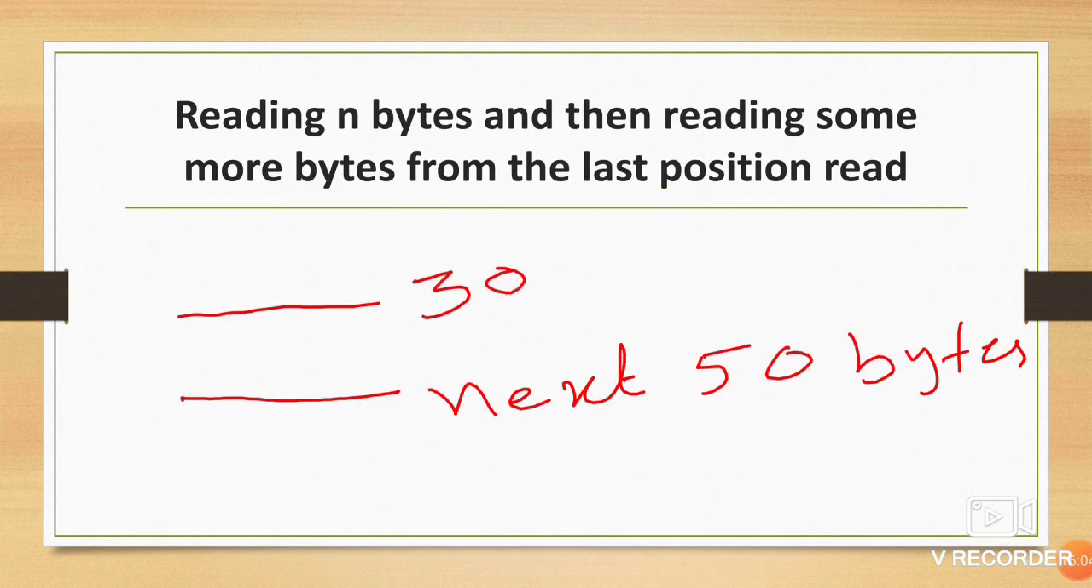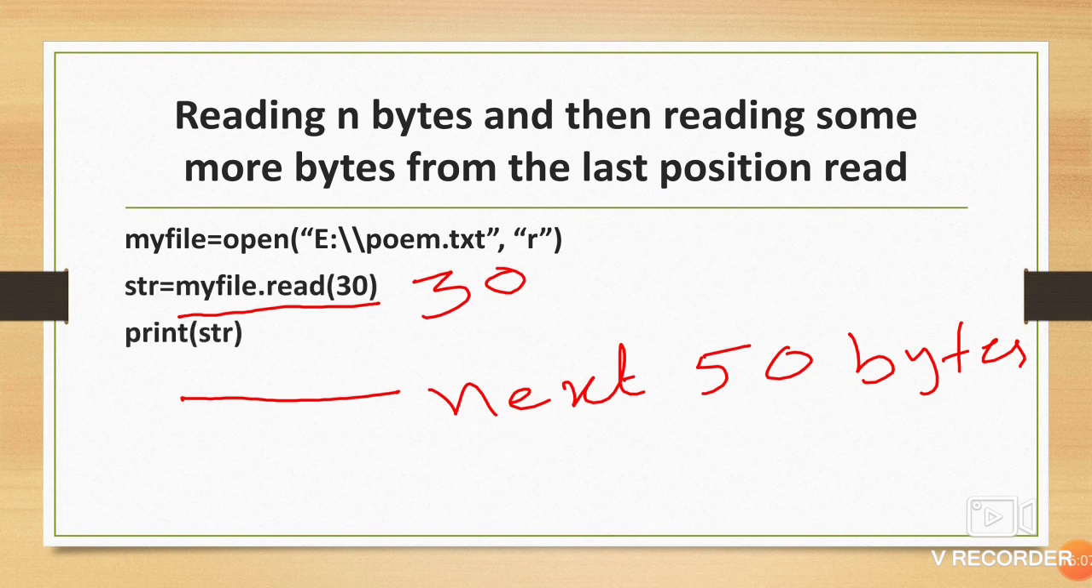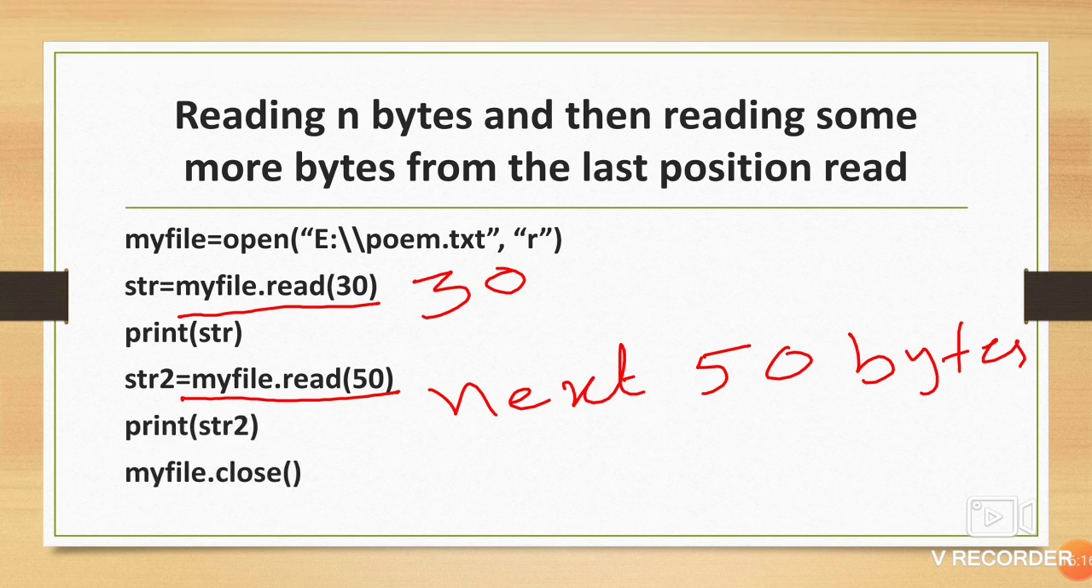Then we saw reading n bytes and then reading some more bytes from the last position read. Here we used the read method 2 times. The first time we used the read method for reading 30 bytes, and the second time for reading 50 bytes. So the first call will read from the starting byte up to 30 bytes, and in read(50), it will not start from the starting.